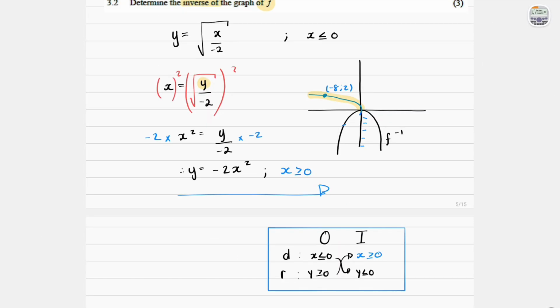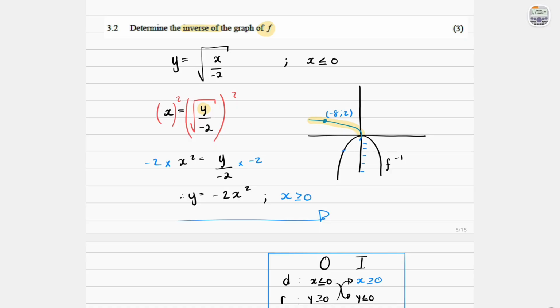Remember, this will be much faster for you to think about in your head than actually writing it out and explaining it. Okay, moving on to the next question.